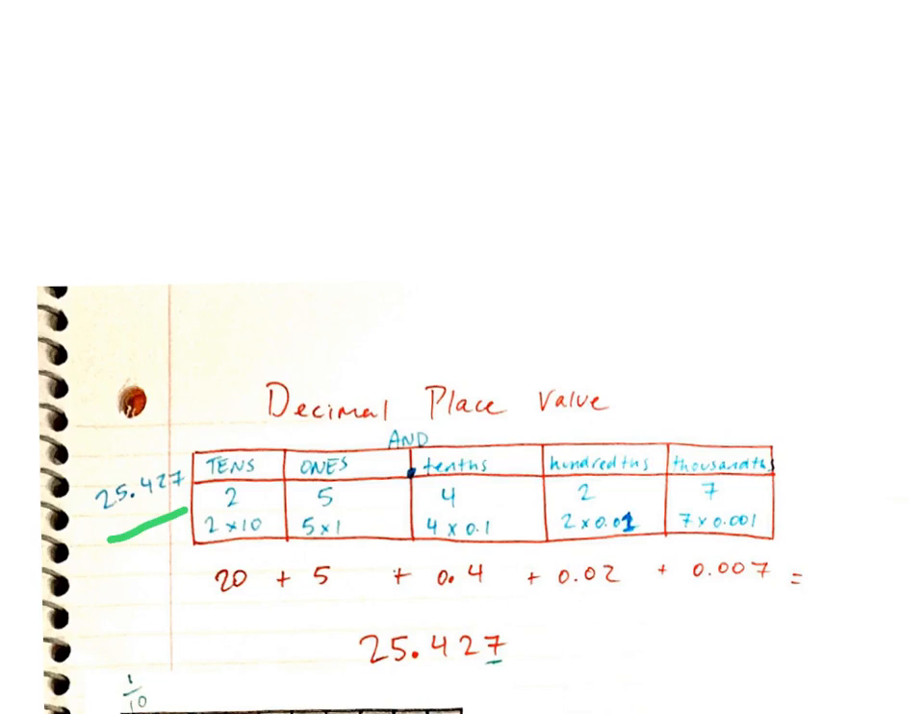place value. So in the tens place we have a 2, in the ones place we have a 5, and those are both whole numbers. Now getting into the decimal, in the tenths place we have a 4, so we have 4 tenths. If this was money, that would be like having 4 dimes, since a dime is a tenth of a dollar.